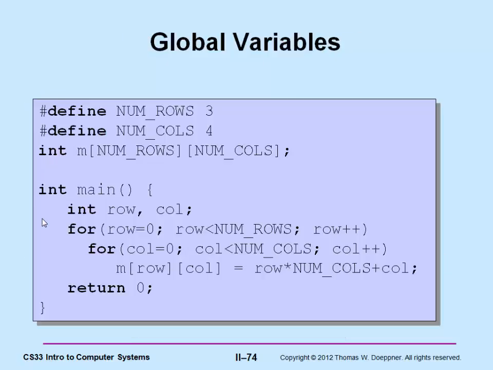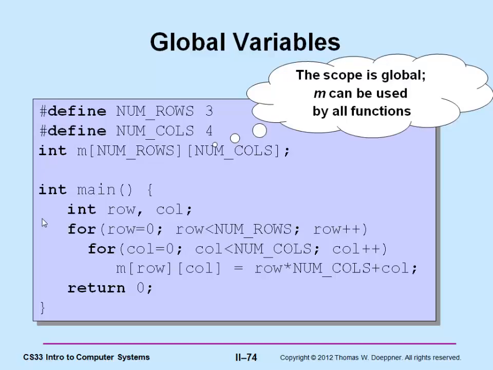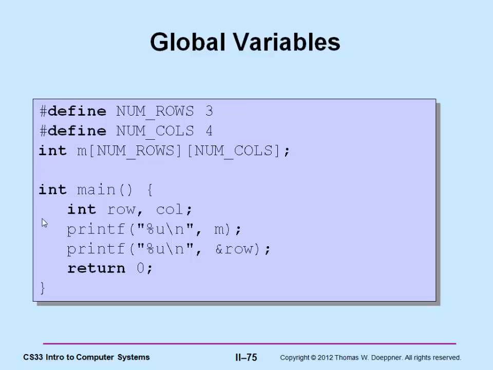Now, let's take a quick look at global variables. In this function, the scope of M is global. It's declared outside of the function, so it can be used by anybody, at least anybody in this file. So it's always going to exist. Now we can get some notion that this really is different from the local variables.